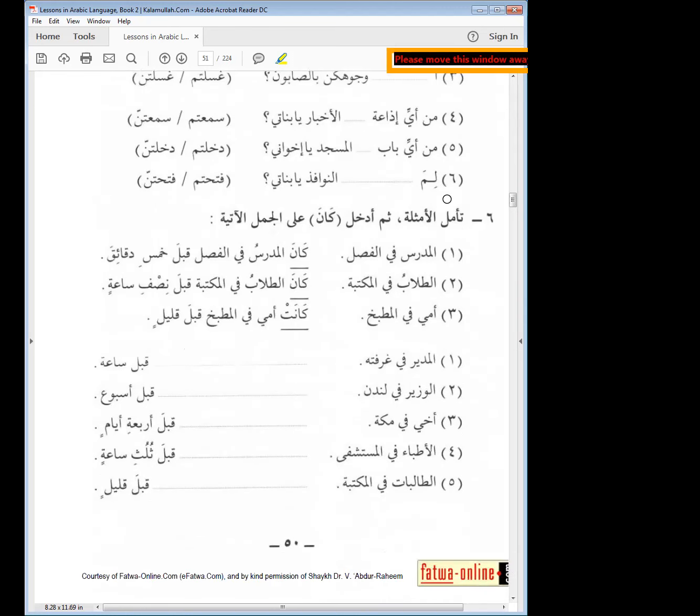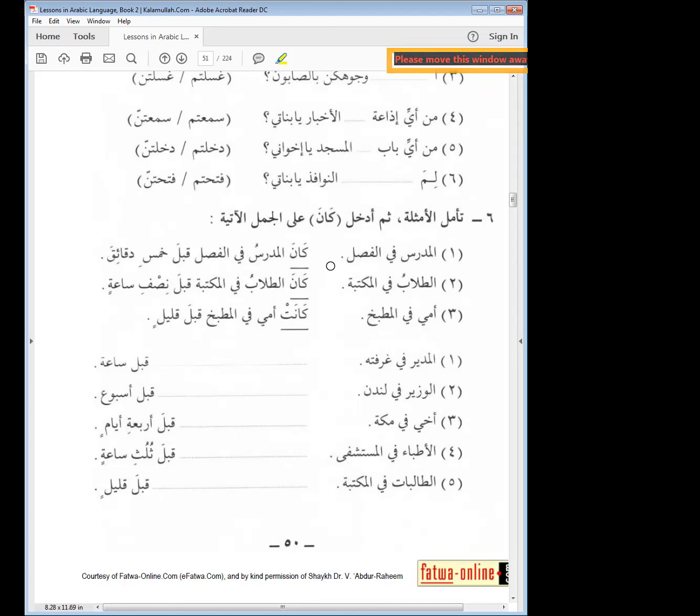Then we looked at the usage of the word kana. Right? And we said kana is a verb which we use on nominal sentences, or sentences that begin with a noun. All right, and in sentences that begin with a noun, the first noun is normally called the mubtada, right, which is the subject of the sentence. And then after the mubtada, you have the khabar, which, in English, we say is the predicate. All right? So when you put kana in a sentence like that, the mubtada now performs the function of what we call ismu kana, or the noun of kana. And the khabar is now called the khabar of kana. All right? Khabar of kana.